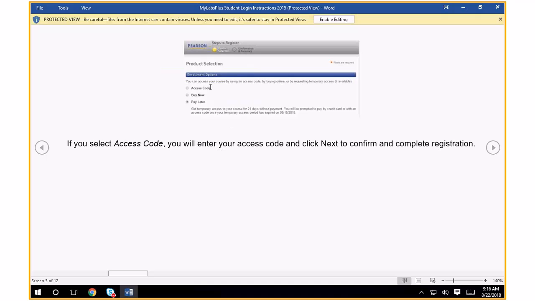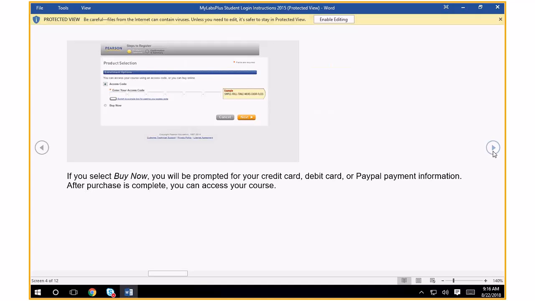And you'll see that it basically, right here, access code means you have it. All right? That means you got it in the book or you got it in the bookstore. Buy now means you're going to buy it online with a credit card. Pay later means you're going to use the free 21 days. Okay? There's where you enter it right there. After you enter it and it says you are in, you can throw it away.